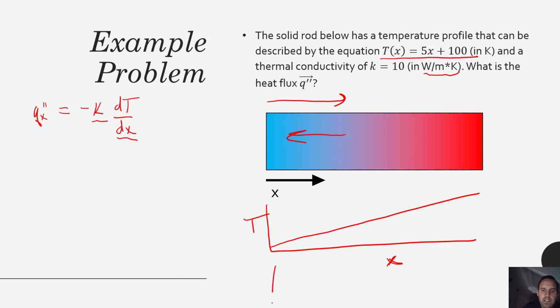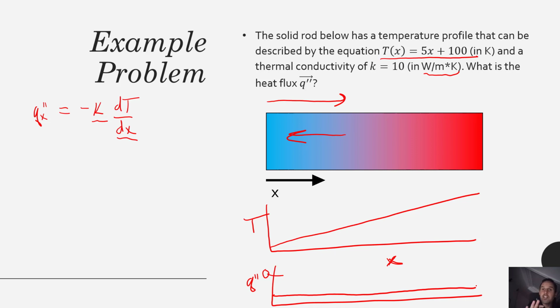You can't really have negative energy, but you could have heat flowing against your coordinate system. So if we were to plot how our flux looks, if 0 were up here, the slope of this line is constant, which means our heat flow is going to be constant, and the slope of this line is positive, and because of this negative sign here, our flow of heat is going to be constant and negative, which again, that negative flux just means that the heat is flowing against our coordinate system.